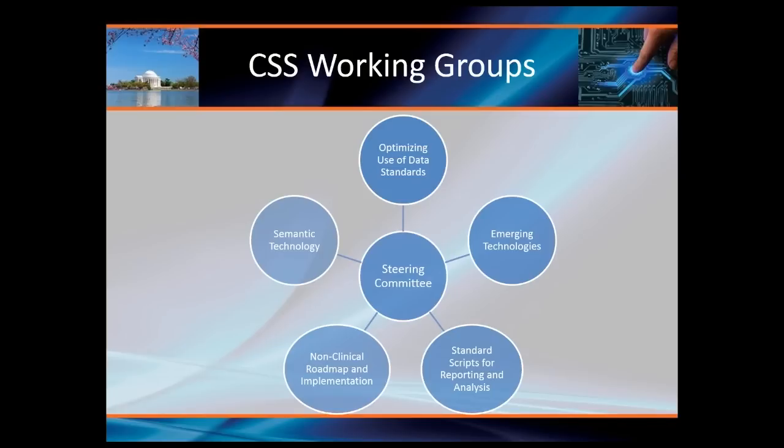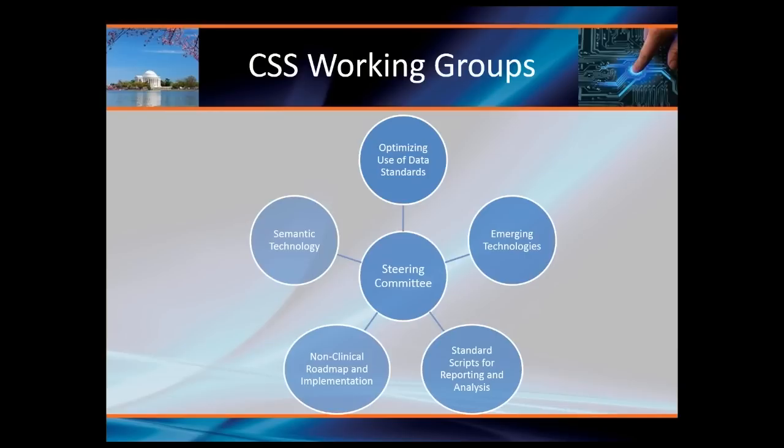We have a semantic technology group, which is focused on looking at semantic technologies to help with data standards, analysis results, and other areas. And then the emerging technologies group, which is sort of an idea incubator, the ability to generate new ideas and new things that we want to try out as we move forward in this industry.